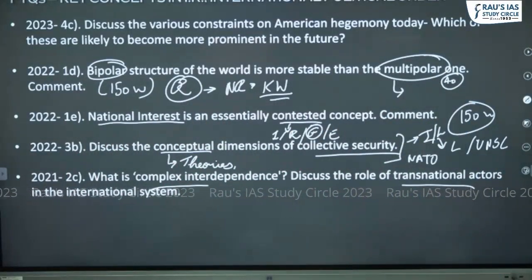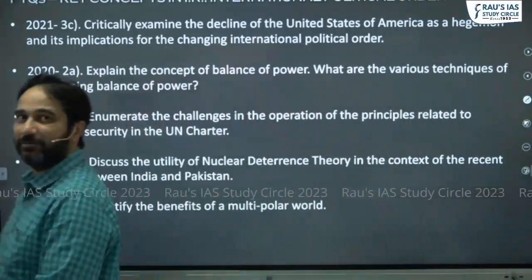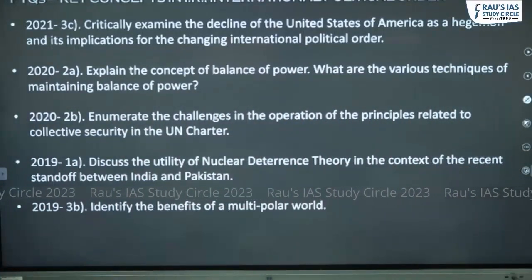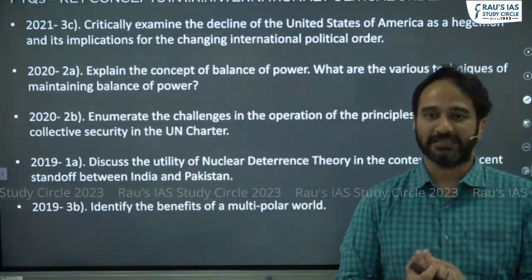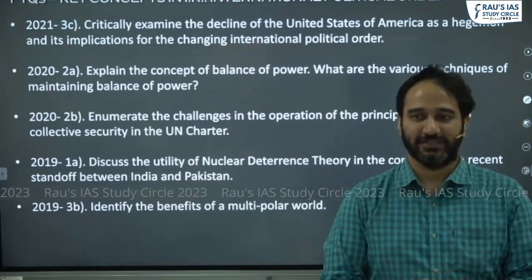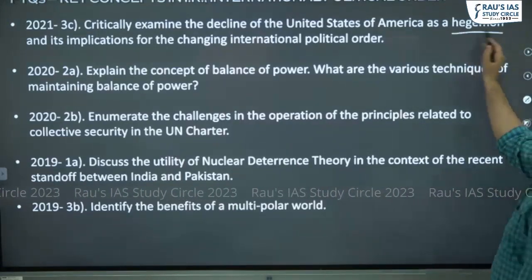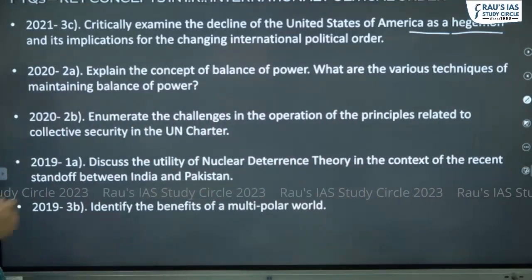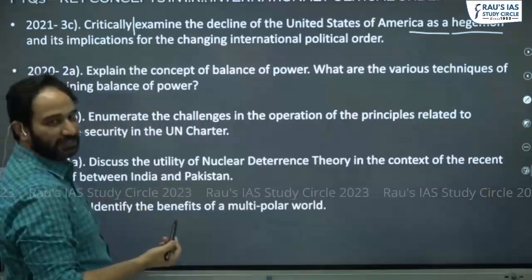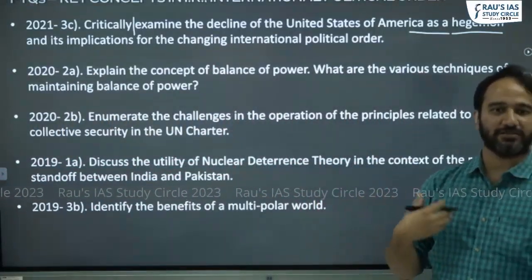Discuss the role of transnational actors in the international system. Okay. The next is: critically examine the decline of the USA as a hegemon and its implication for the changing international order. The answer is critically examine. How would you start the introduction? What is American hegemony? Again, the same thing, from 1991 till 2000. So first you have to examine the decline of the US. It's the same thing: rise of China, multipolarity, rise of transnational actors, protectionism of the US.